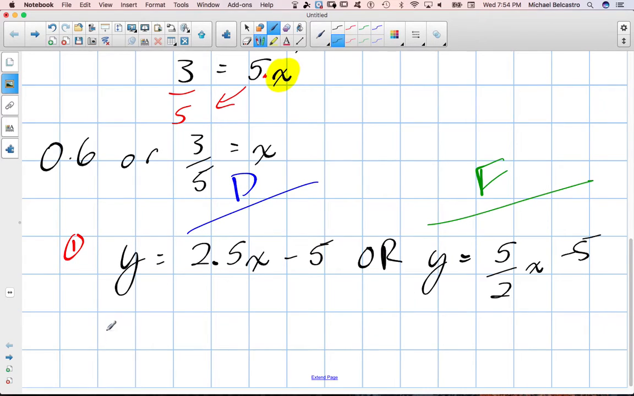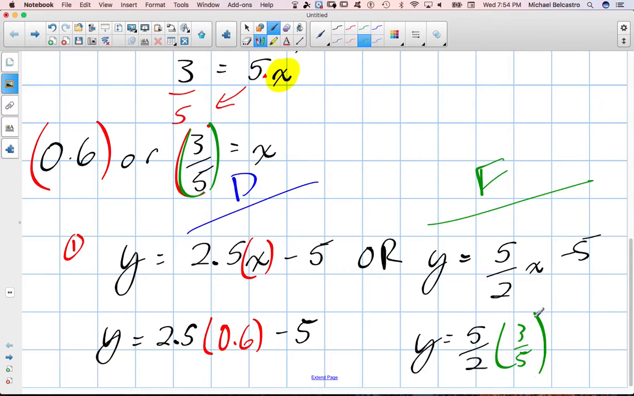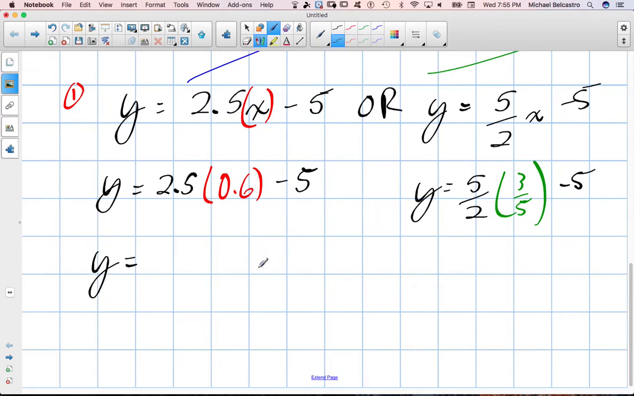Okay? So on this side, y is equal to 2.5, and like I said, we are going to replace x with our decimal value here. So 2.5 times 0.6 minus 5. And again, we're still isolating for y. Y has already been put to one side, and all we have left is constants on the other. And with our fractions, we have y is equal to 5 over 2 times, actually, I should have used the colors I used above, 3 over 5 minus 5. Wonderful.